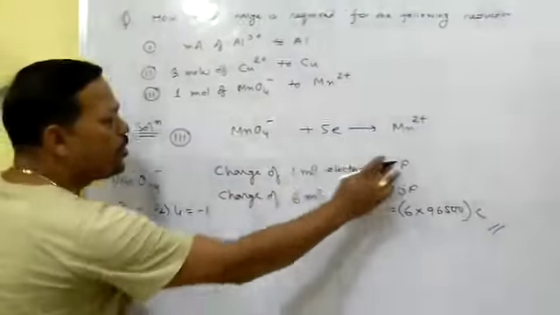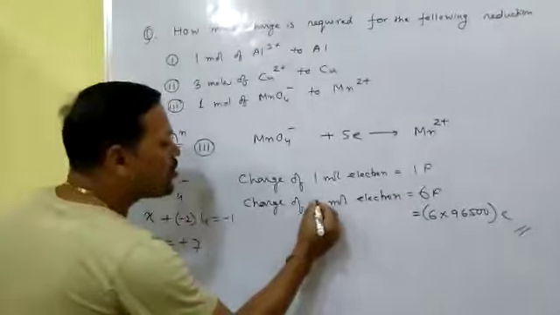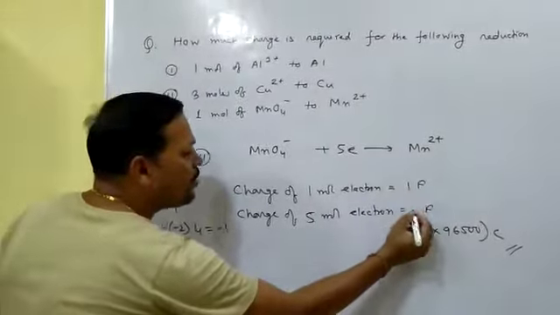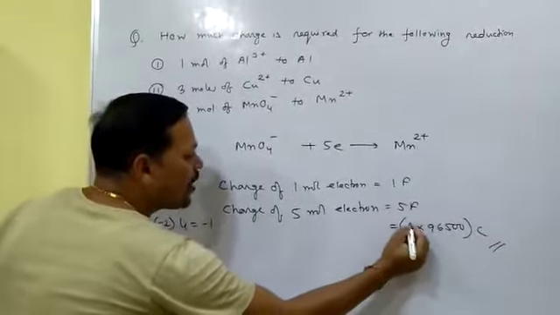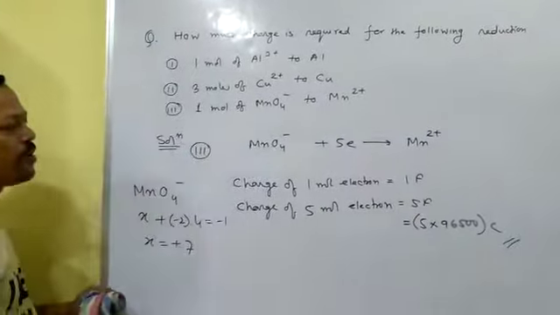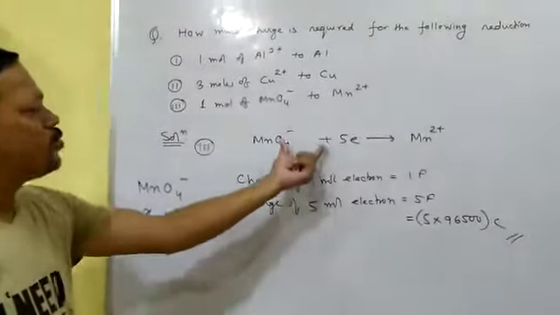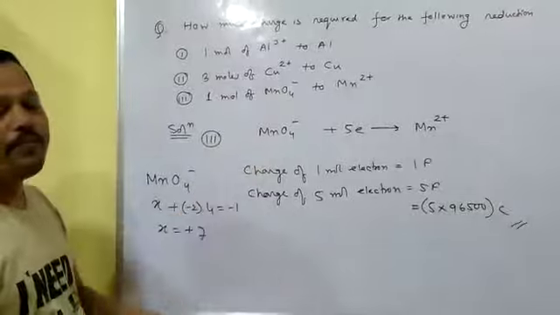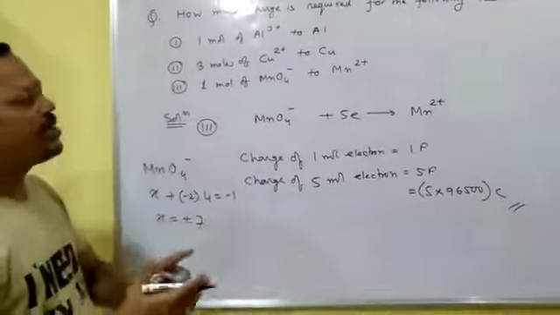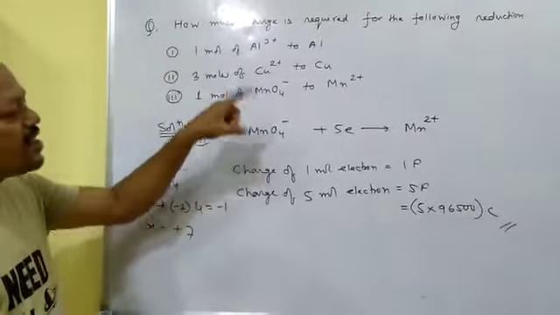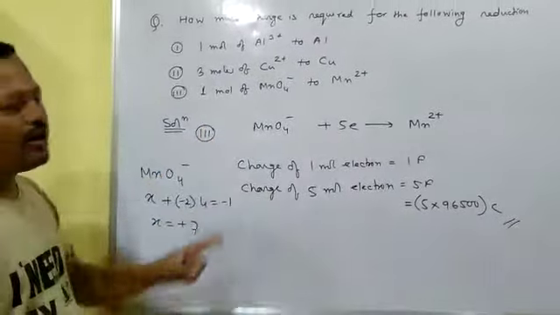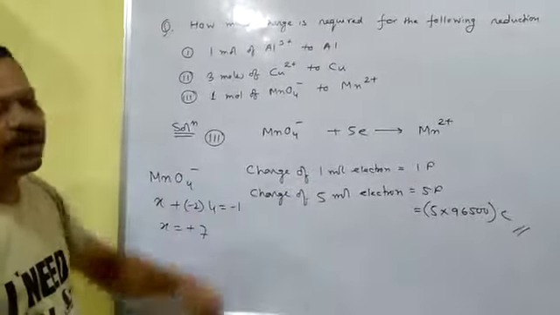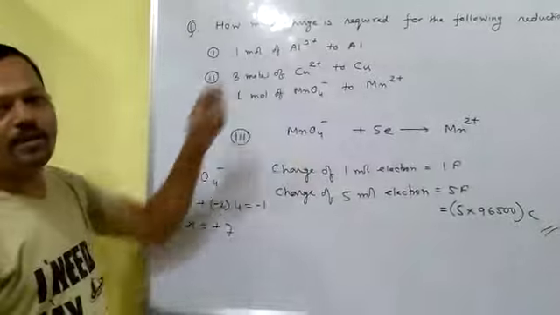So the charge of 1 mole of electrons is 1 Faraday. Therefore, the charge of 5 moles of electrons will be 5 Faraday. So just multiply 5 with 96500 Coulomb, then you will get the amount of electricity to do this reduction. Like this way, to do the reduction or the oxidation, how much electricity is required, you can find out in terms of Faraday or in terms of Coulomb. So this is about this question.